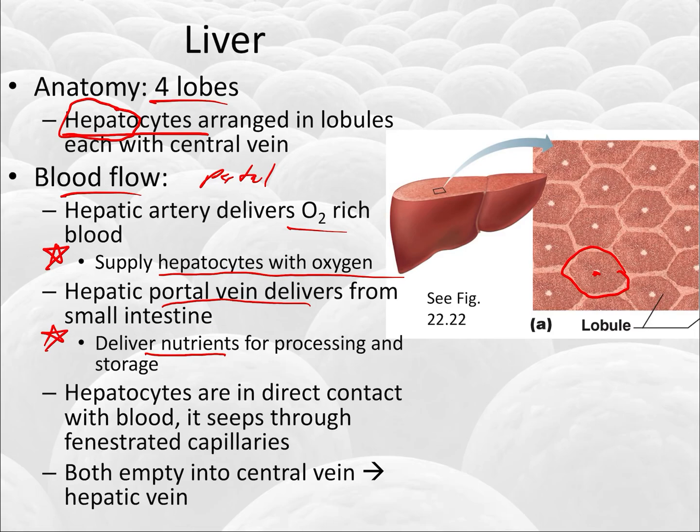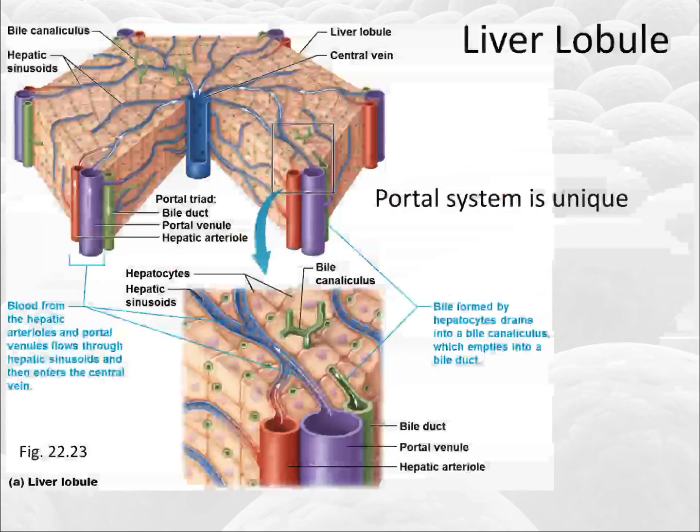Okay, so hepatocytes are in direct contact with the blood because it seeps through these very leaky fenestrated capillaries. This is what allows it to absorb nutrients. And then the blood comes from the artery and from the vein, all empty into a central vein, and then all of those central veins that we see here, they all dump into the hepatic vein. And so this is what that looks like.